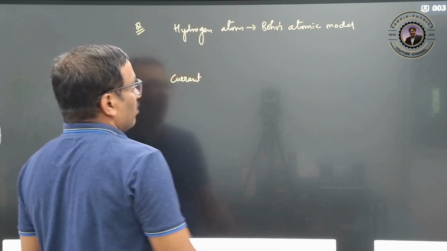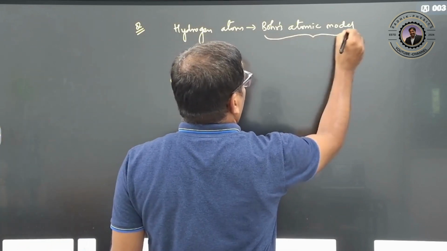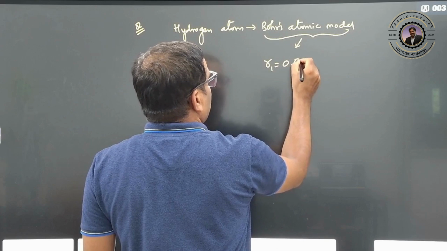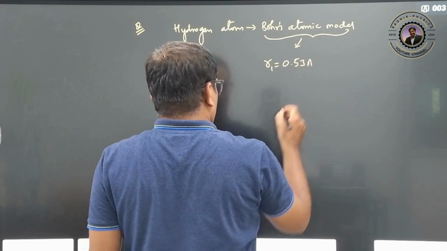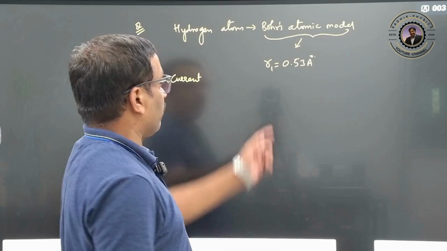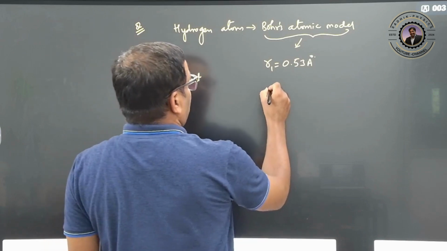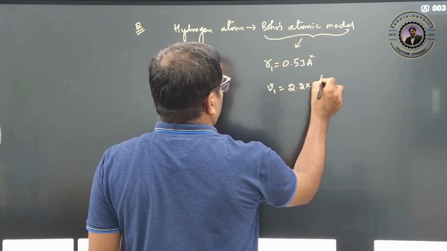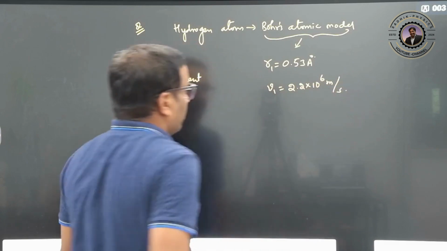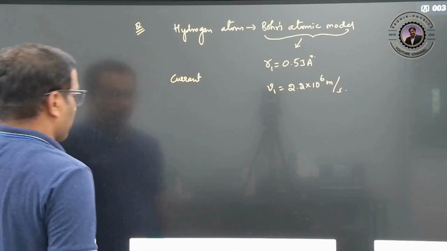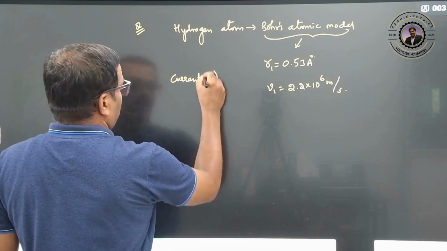You know that in Bohr's atomic model, you should know it now, what will be the radius of the first orbit? Radius of the first orbit is nothing but 0.53 angstroms. So for the first orbit, the velocity of the electron is nothing but 2.2 into 10 to the power of 6 meters per second. This is the velocity of the electron and the radius of the orbit is given. So then you can calculate the current. How to calculate the current now?